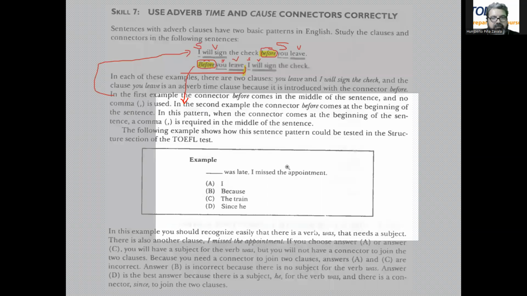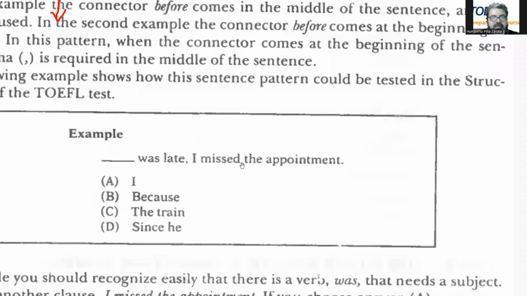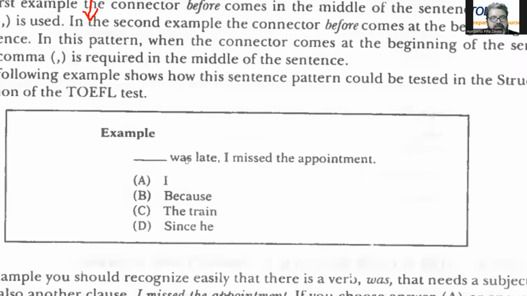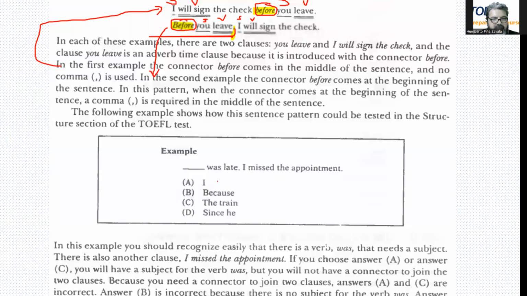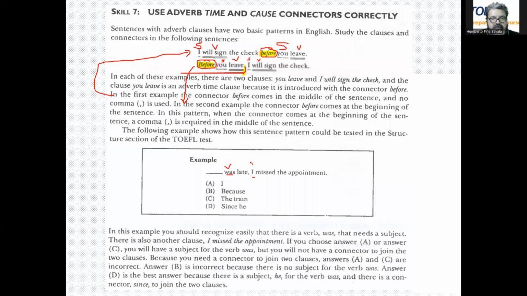For example, blank was late, I missed the appointment, right? Here you can see we have the verb was, and then the comma, and then we got the subject I and the verb missed, right? So we got verb, subject, verb, right? So here we are missing two things. We're missing a subject and we're missing a connector, right? I is a subject, but it's not a connector. The train is a subject, but we're missing a connector. So here we have the connector and the subject.